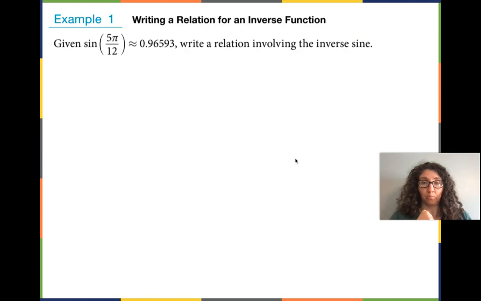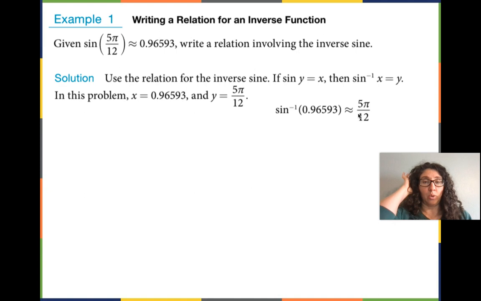Okay. All right, so let's just rewrite this. Given that sine of 5 pi twelfths equals this number, write a relation involving the inverse sine. So here's what it's going to look like. Inverse sine of this thing, 0.965, equals 5 pi twelfths.